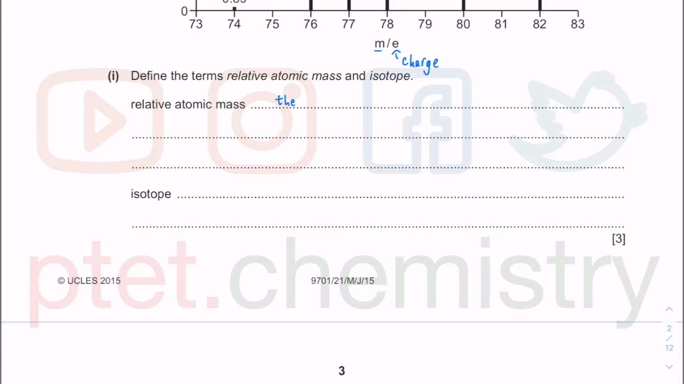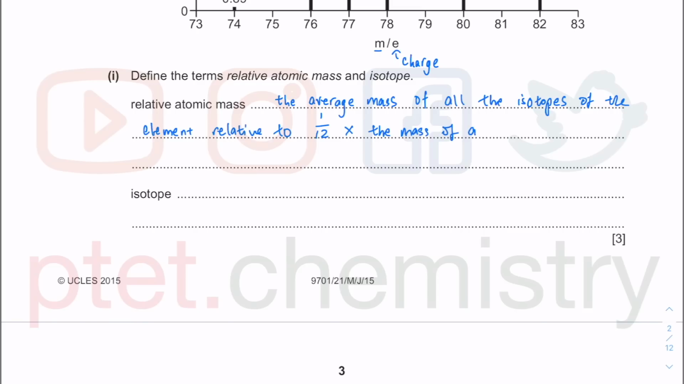So relative atomic mass is defined as the average. You must have the term average. It's not enough to just have keywords. This is the average mass of all the isotopes. An element can have more than 1 isotope, obviously, of the element. And this is relative to, or compared to, 1/12 times the mass of an atom, meaning 1 atom of carbon-12 isotope. So carbon-12 can be written as carbon-12.